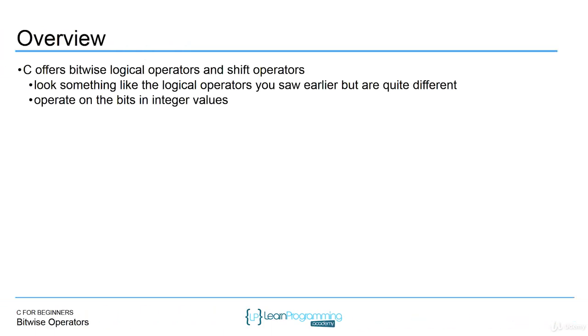So C offers bitwise logical operators and shift operators. Those terms might leave you completely clueless. They look like logical operators, but they're quite different. They don't do any kind of Boolean evaluations. They don't evaluate to true or false. They kind of look like the ampersand, the two ors, but they're not doing any kind of Boolean evaluation. What they're doing is they're operating on bits inside integer values.